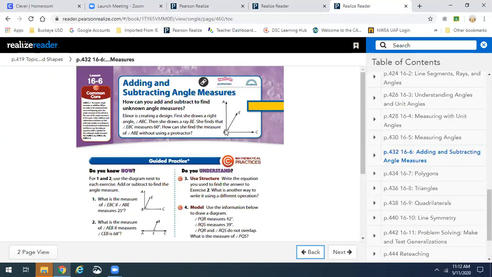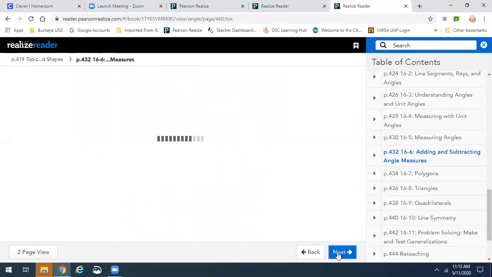So then she draws this ray B to E, and she says that it measures 60 degrees. So she said EBC. So this angle right here measures 60 degrees. How can she find the measure of this little angle right here that we're talking about? And we're not using a protractor. So we're going to use some subtraction.